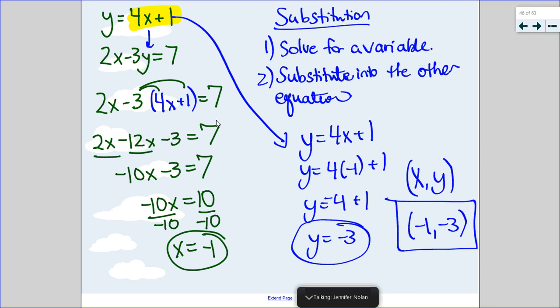All right, so yeah, that is it for today, and tomorrow we'll talk about 3 by 3 systems, 3 variables in 3 equations.